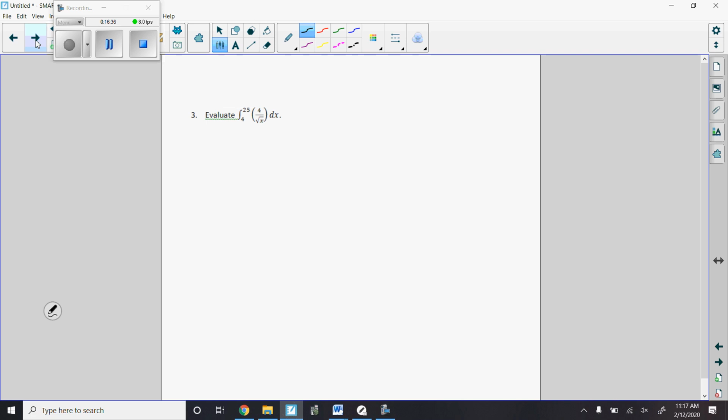Okay, here it says evaluate the integral from 4 to 25 of 4 over root x dx. This is called a definite integral because we have the numbers 4 and 25. Anytime we solve one of these, we want to solve it out to a numerical answer. So we're going to do the antiderivative, then plug in 25, then plug in 4, and subtract those two to get our final answer. So the first thing I have to do is get this ready to do an antiderivative. Right now it's not in ax to the n form.